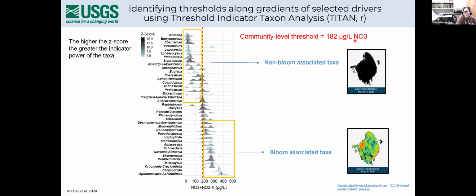threshold, which is the value where the assemblage cumulatively shifts in a significant way. For nitrate, that was 182 micrograms per liter, and there are also confidence intervals associated with these thresholds, right? So that community level threshold was used as a cutoff to characterize taxa that are associated with bloom and non-bloom conditions.